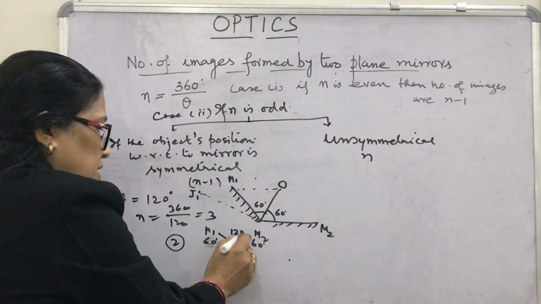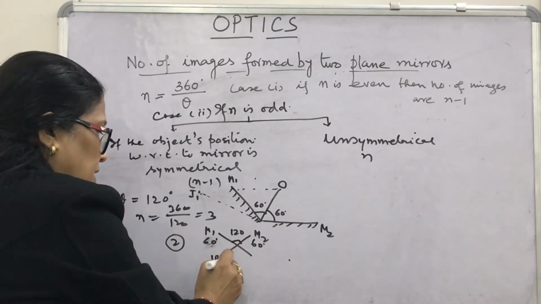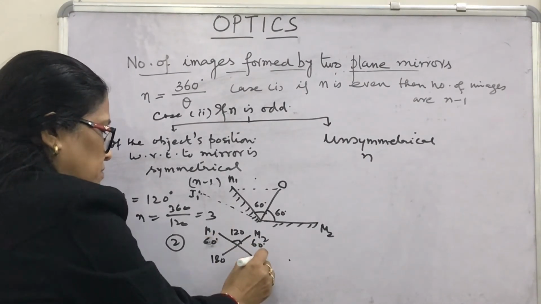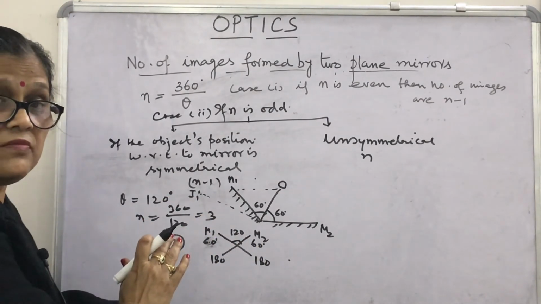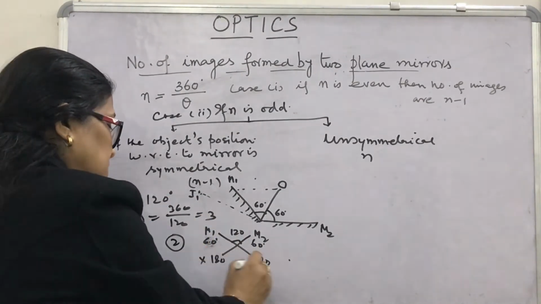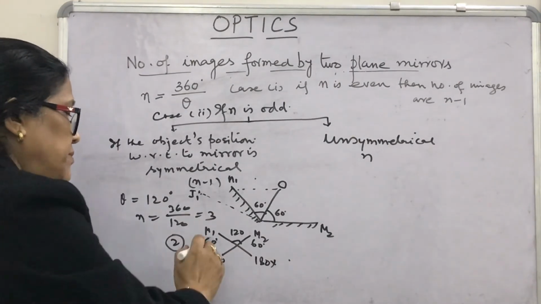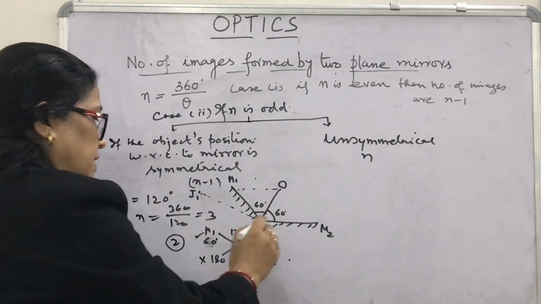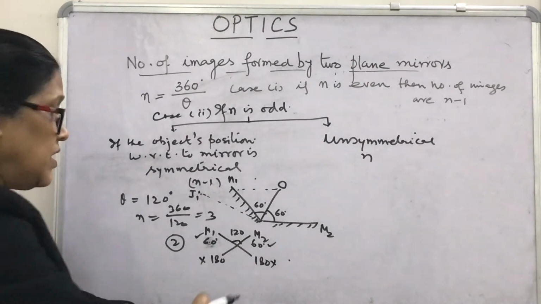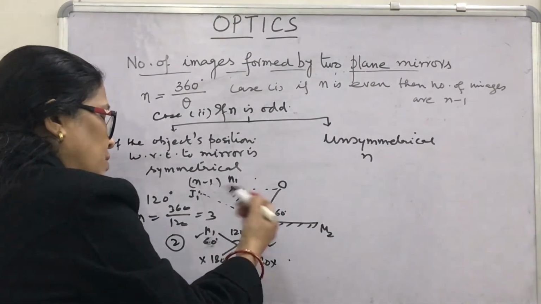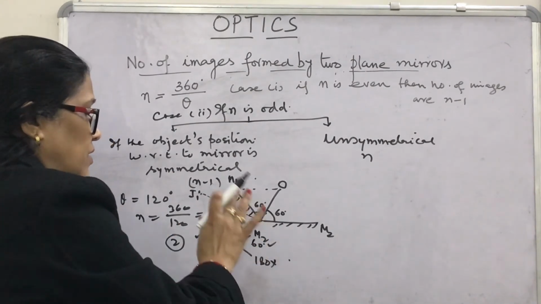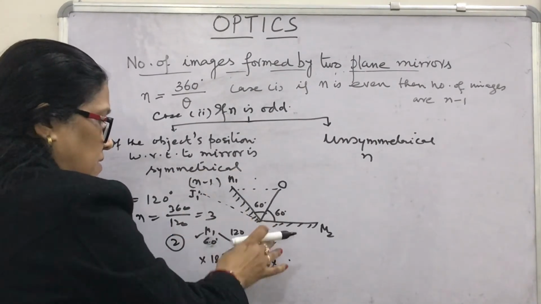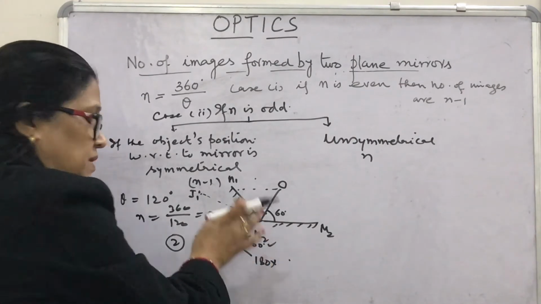Now add these two numbers, what is this? 180. If 180 is the position, then no image is seen. Then how many images are there? Only this 1 and 2. Look, if 180 or more than 180 degrees angle is formed from the mirror, then the further image will not be seen.